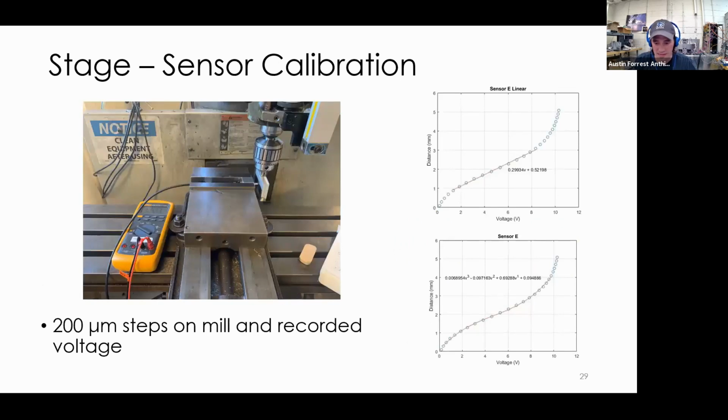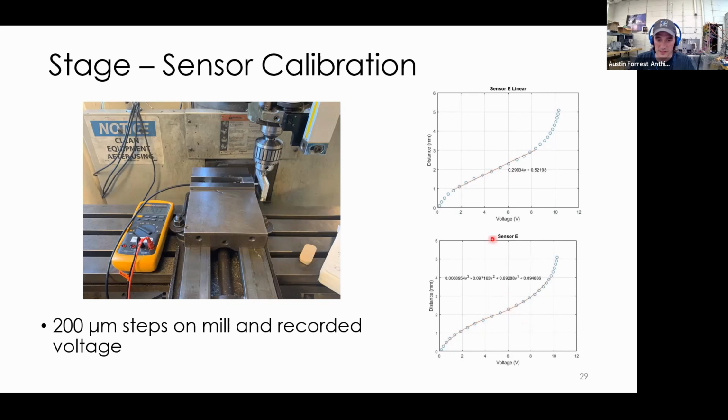Here's how we went about calibrating the sensors. I have an aluminum piece here with the steel ground target, just like the stage, that I mounted in a Bridgeport in the LMP. I took 200 micron steps of the mill and then just manually wrote down the voltages at each position. The circles are the data points that I got for that. So a linear region, but overall a nonlinear sensor.